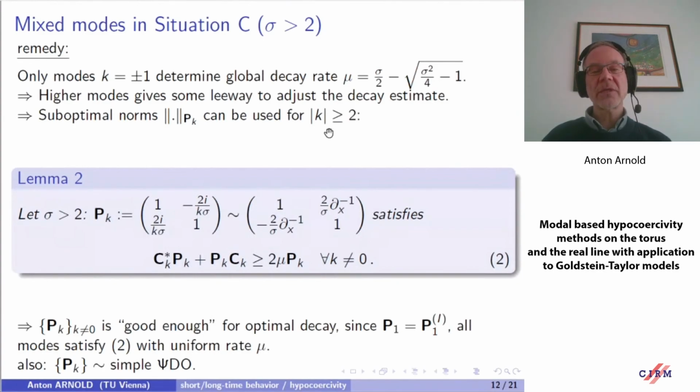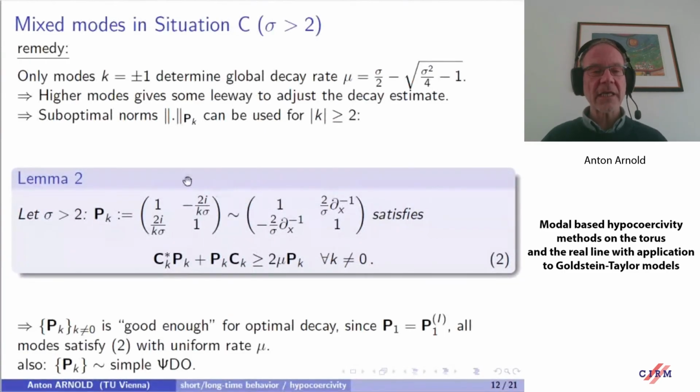So for modes with index 2 and higher, we will construct now, or invent, a different norm, not the one that we have derived systematically before, in order to be able to combine this setting of treating the lower and the higher modes separately. So here in this small lemma, for this situation sigma larger than 2, I just cook up a new matrix P_k. It looks similar to what I've shown you before, but in fact it is different. It is different for all k.